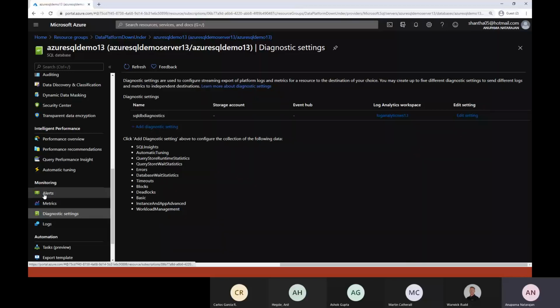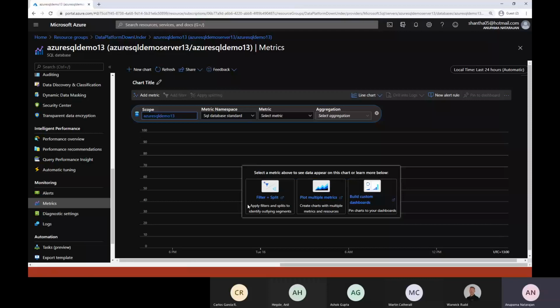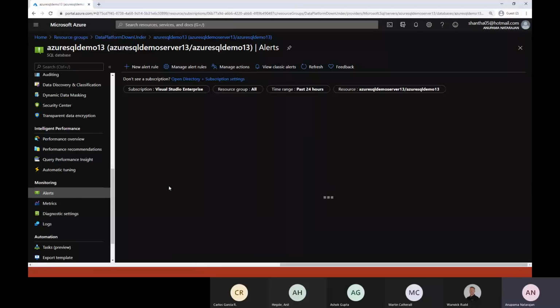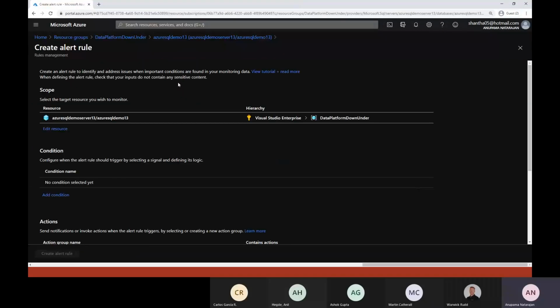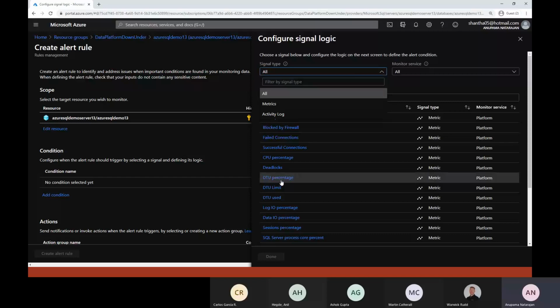The other thing is if you want to monitor your DTU usage, and if it reaches more than 85% and you want to get an alert, then you can set up your alerts through here. You can create a new alert rule and add a condition. As the signal type, I'm going to look at my CPU or DTU activity. If it is more than 85% or something, you can configure the key people who need to receive an email or a text message. Cool. So here, DTU percentage.